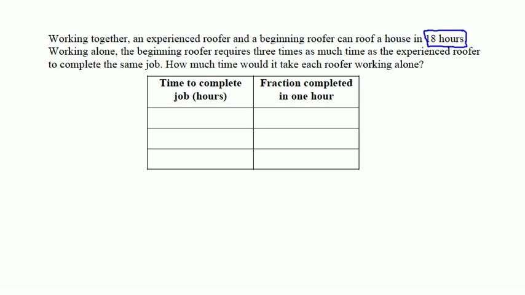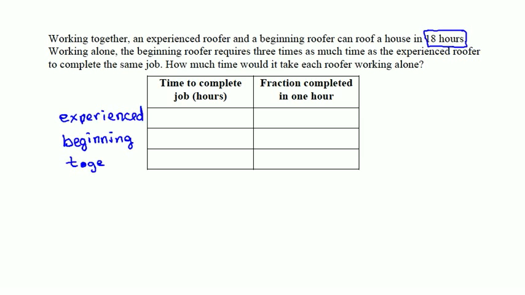So we're going to fill in this table involving time to complete the job, because this is the information we're usually given, and fraction completed in 1 hour, because this is the information we're going to use to create our equation. We have an experienced roofer and a beginning roofer. So the first thing we need to do is come up with meaningful labels for our table. And at the bottom we're going to put together.